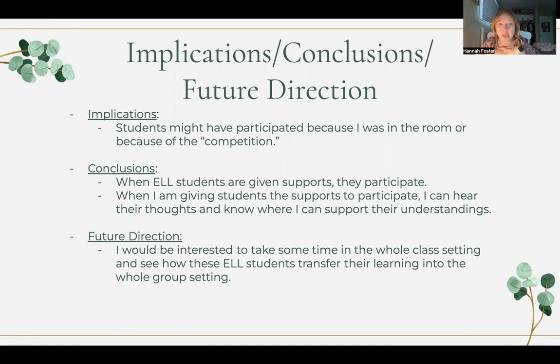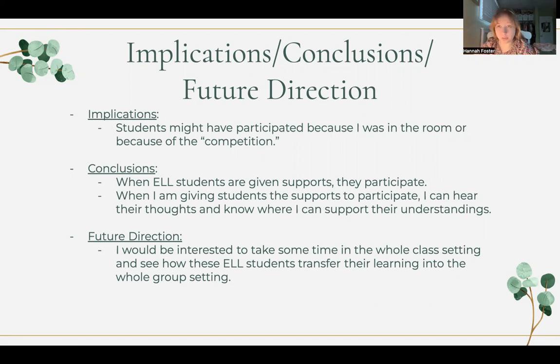Also, my conclusions, when ELL students are given the supports, they participate. And then when I am giving students the supports to participate, I can hear their thoughts and know where I can support their understandings. Sometimes our discussions, like I have said previously, can be very straightforward: I got the same answer, or yeah, that's what I got. But giving them the supports, I can hear more of where their understanding might be misconstrued, or how I can then help support them to get to the right understanding.